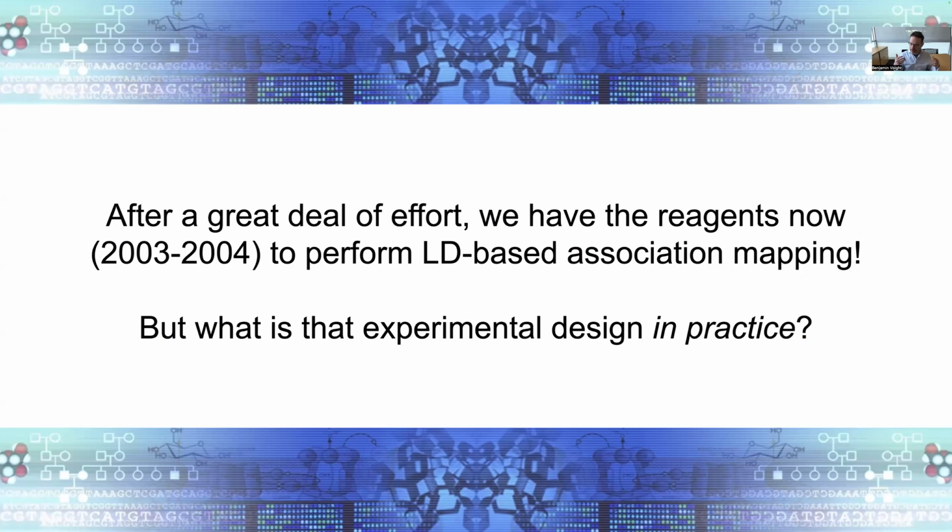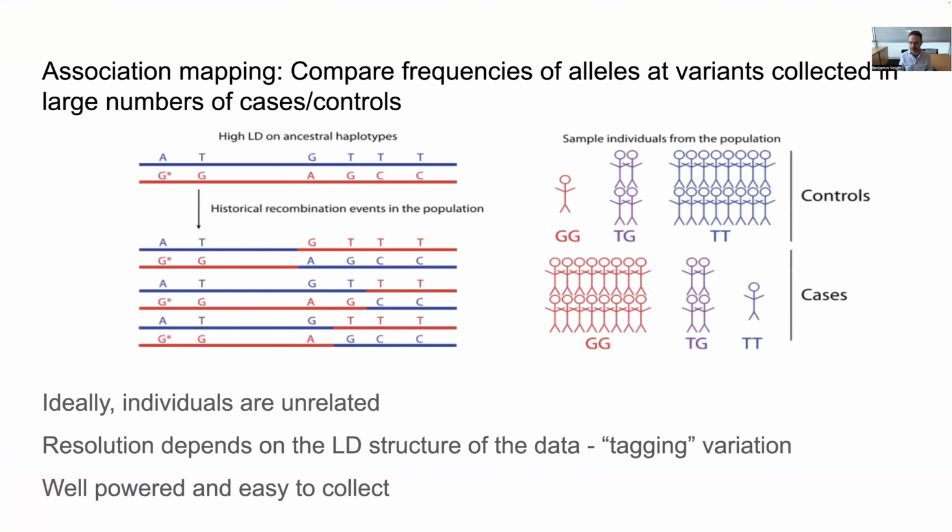So again, after this large effort where we're trying to build tools, build resources, estimate, collect data, test our theoretical models, we now, at the end of about 2003 and 2004, actually finally have the basic reagents to start performing LD association mapping at scale. So, if you haven't thought about this, GWAS is prevalent today, but I just want to give a very, very quick overview of what experimental design is in practice. And basically, it's an incredibly straightforward design. Really, the goal here is, you're trying to do a correlation analysis.